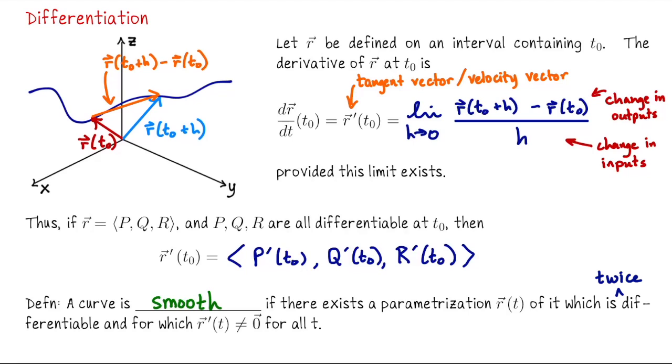Okay, I did kind of a lot on this slide because I think it's important to understand what differentiation is. But again, the main message here is that to differentiate little r of t, we're going to differentiate p, q, and capital R, and those are just going to be regular single variable functions.